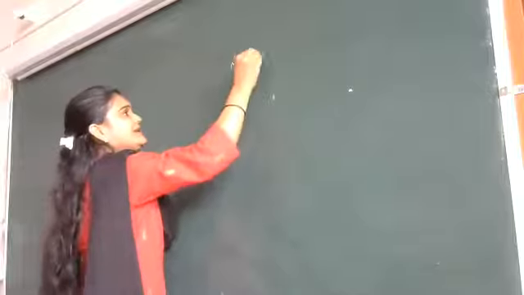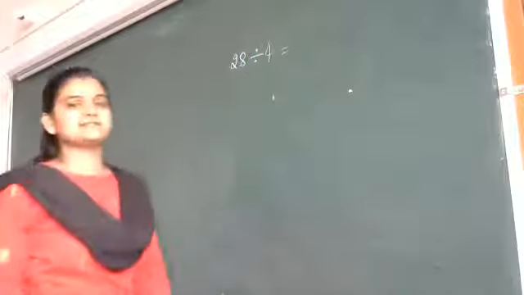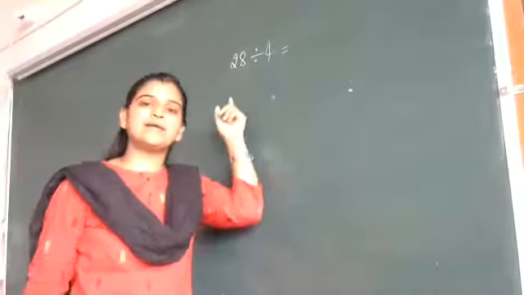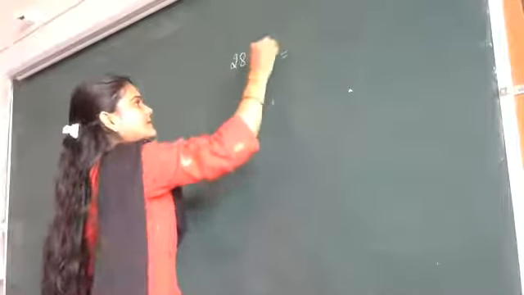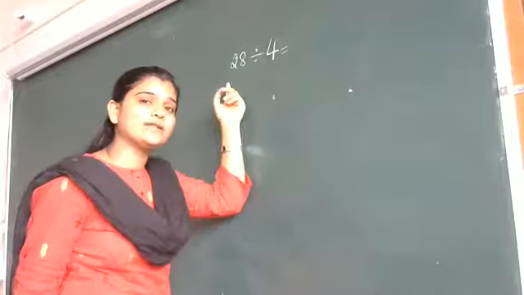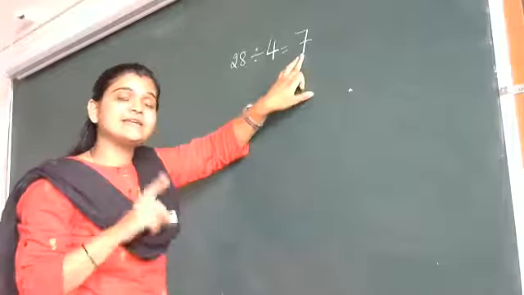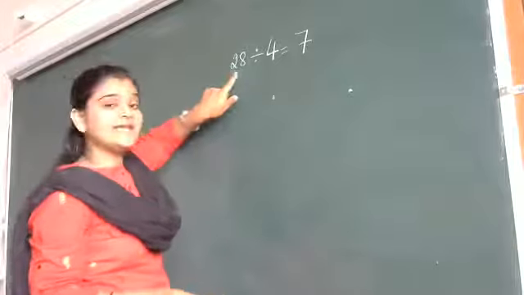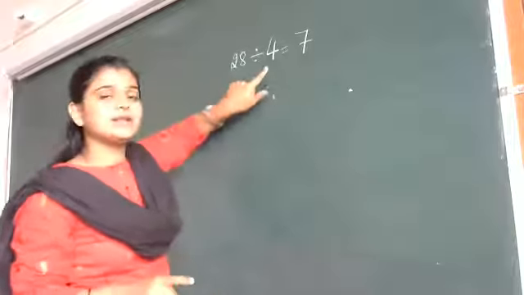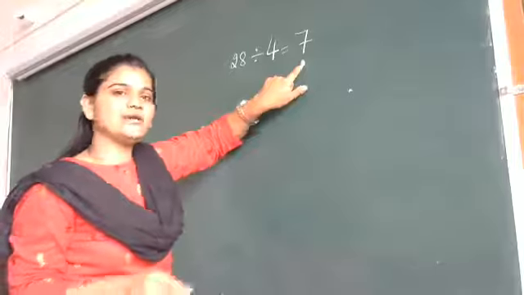We can write, see here, 28 divided by 4. What is the answer? In 4's table, when do you get 28? 7. Okay, the answer is 7. The answer that we write is the quotient. 28 is our dividend, 4 is our divisor, 7 is our quotient. Do you agree with this?